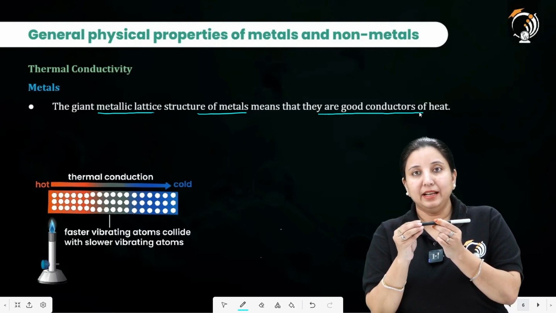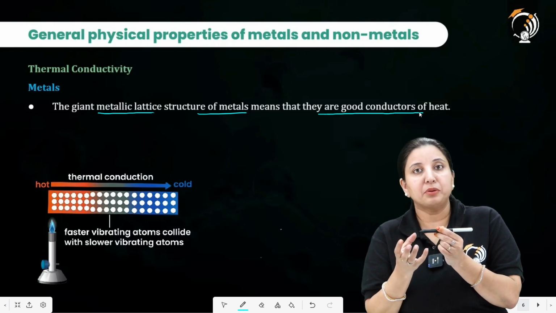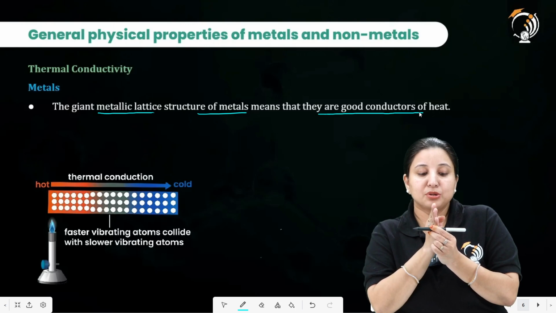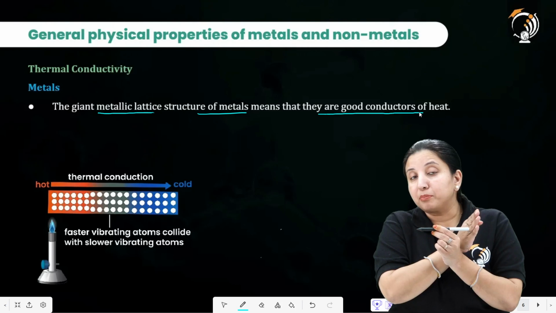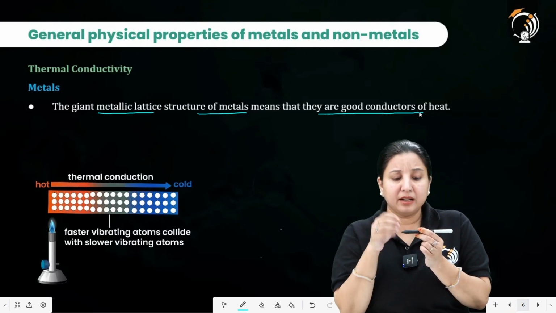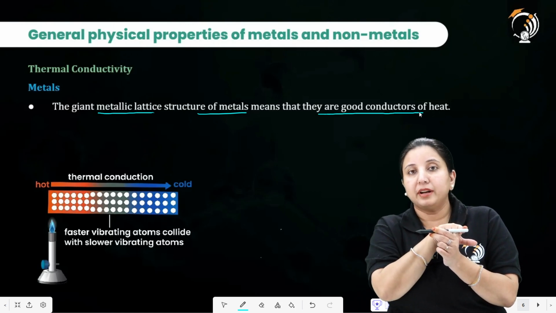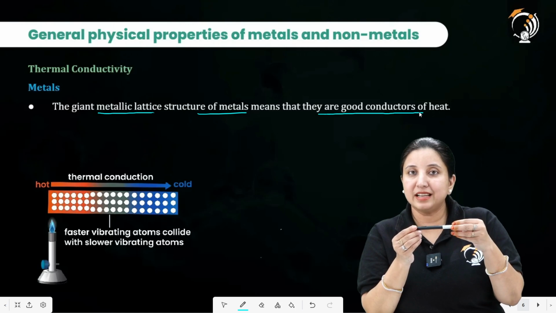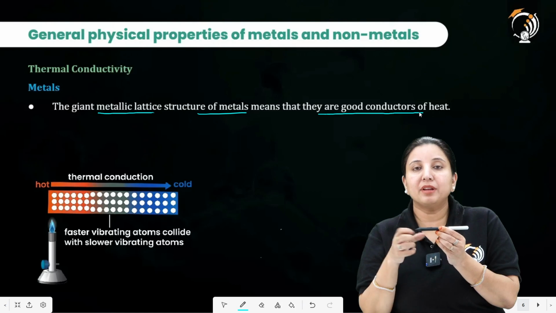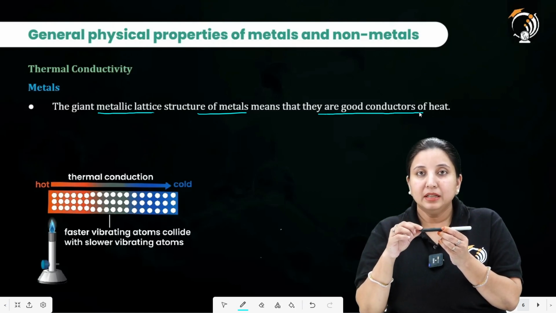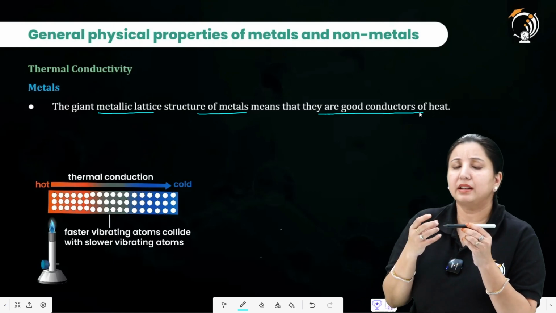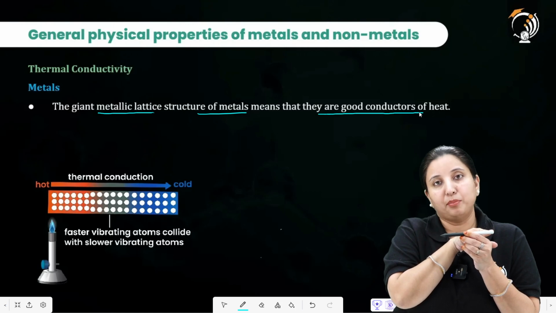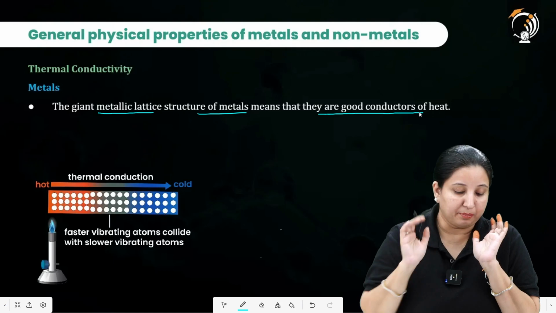Whatever electrons are there, they are going to start vibrating, and slowly, through the vibration, the energy is transferred, and slowly this rod heats up to the other end. It is not that the far end heats up from the start. Initially it heats up from here only, and if you touch the other end, it is going to be the colder region. But when you continuously heat it, the electrons attain kinetic energy, start vibrating and move towards the opposite end, and the complete rod gets heated up.